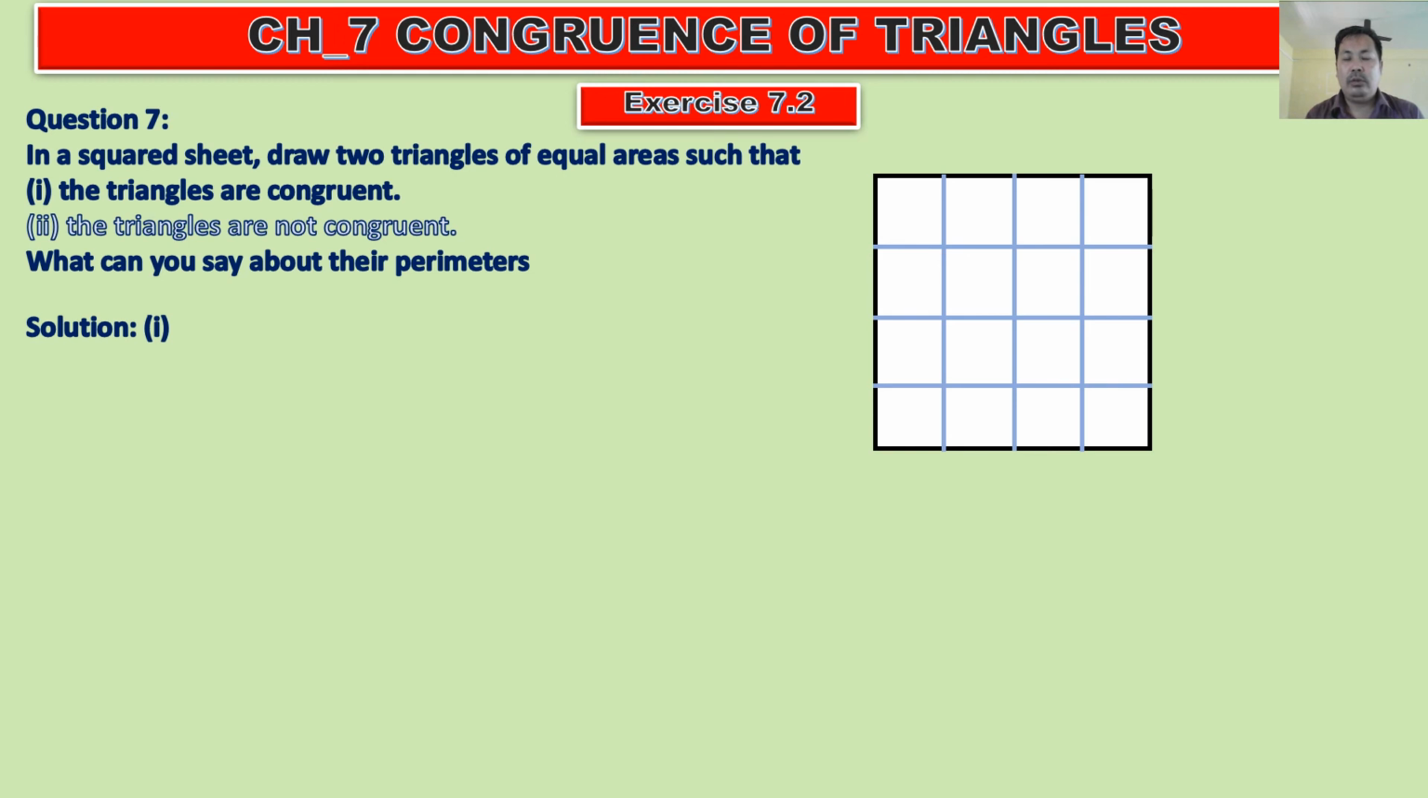Then we draw one line in such a way that the square sheet is divided into two equal triangles, and also they will have the equal areas. And then I give the name A, B, C, D of the square sheet, and also the triangles as ABC and DCA. I have given two triangles here.